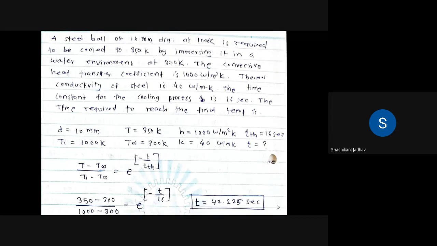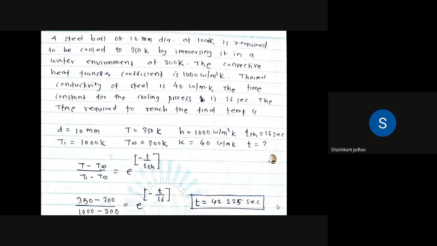We have to convert that 10 mm into meters, so that is 0.01 meter. At 1000 Kelvin, so initial temperature is given: Ti is equal to 1000 Kelvin. It is required to be cooled to 350 Kelvin, so after some time the temperature is given: T is equal to 350 Kelvin. And by immersing it in a water environment at 300 Kelvin, so surrounding temperature is given: T infinity is equal to 300 Kelvin.